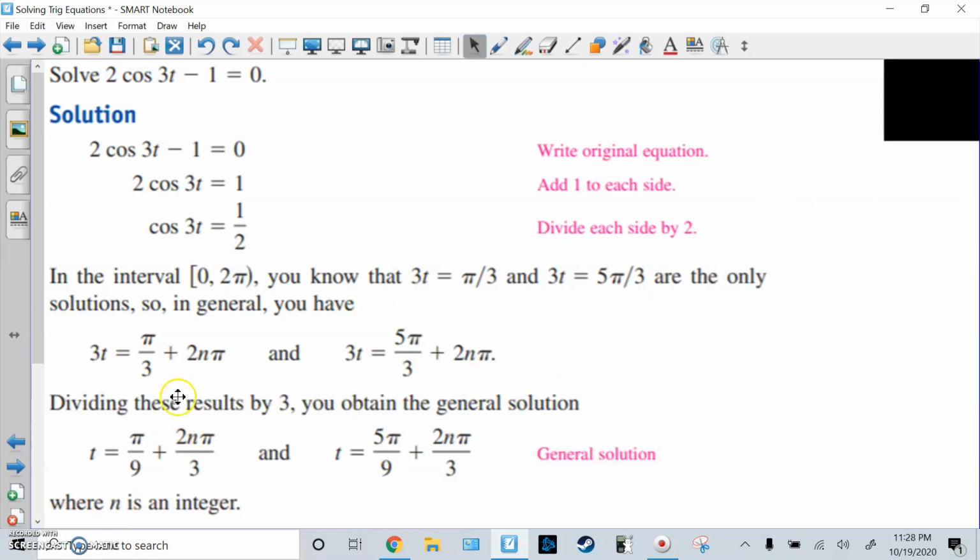So here's our answer, and the period's now changed, because of that b value. So really it's 2 pi over 3 now, instead of 2 pi.